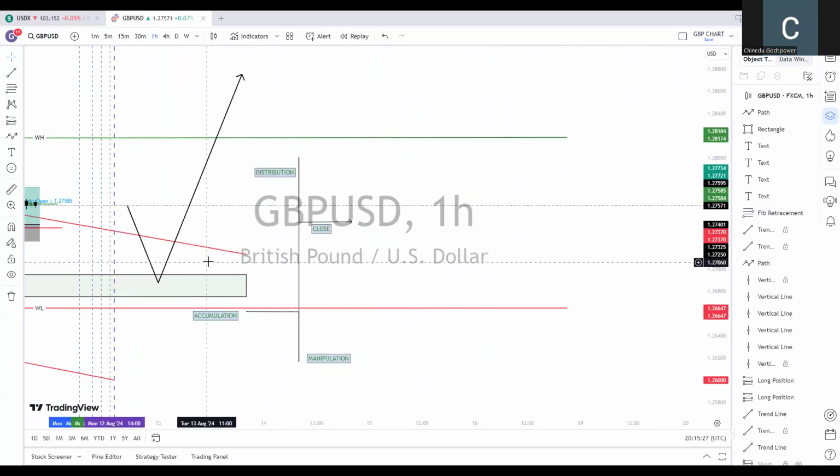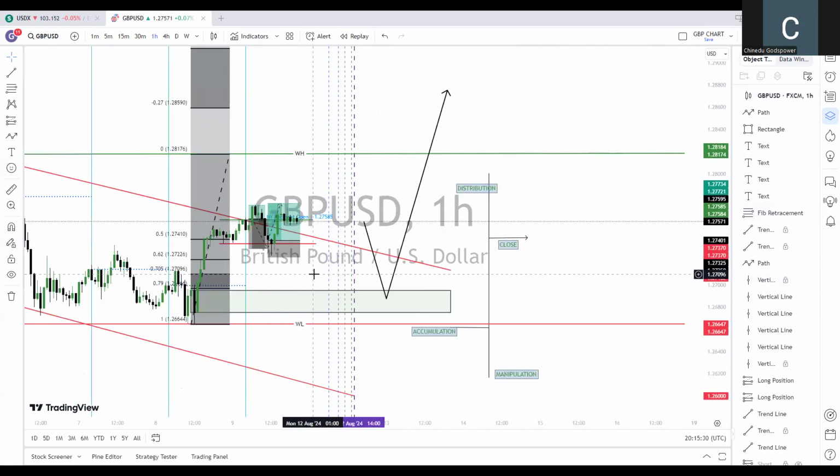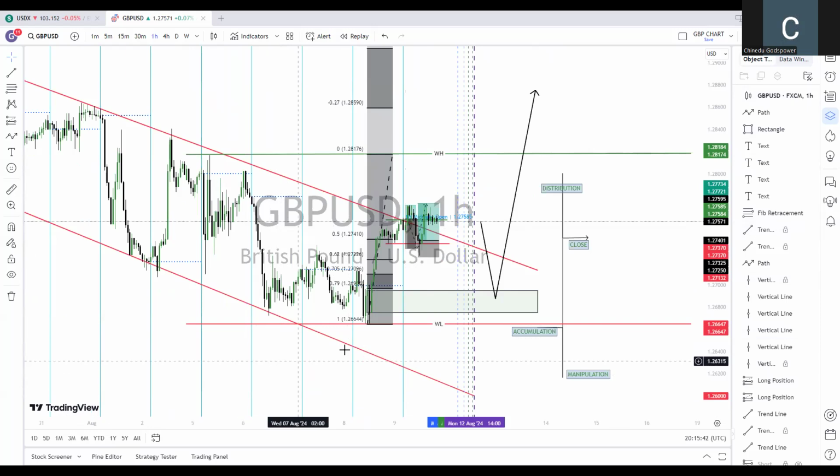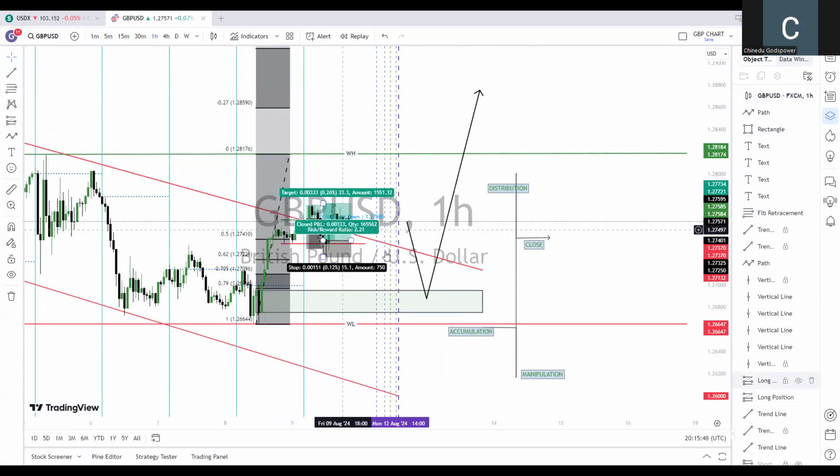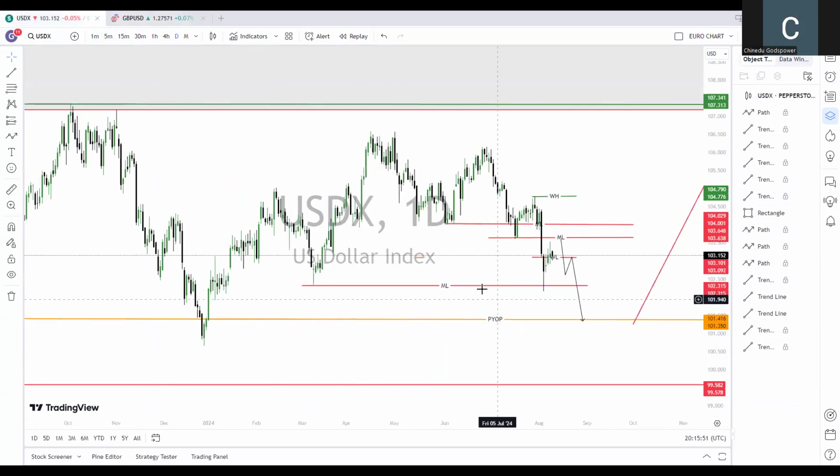So as of now, this is today's date, the 11th of August 2024. And this is what I think price is going to do, guys. This is what I feel price is going to do. On the British pound and the US dollar, and on the dollar index, I'm expecting a sell.